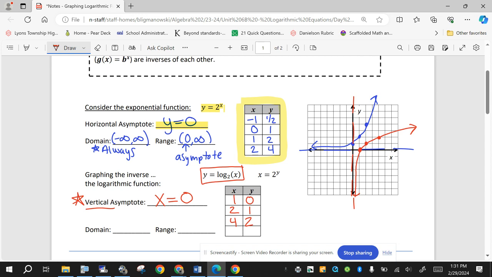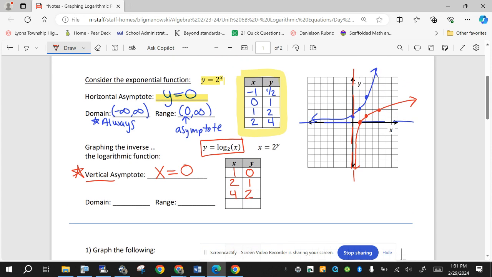And so what does this do to the domain and range? If I'm thinking about my domain, I'm thinking about left to right. And so the most left side of my graph is here at x equals 0, and then the right side of my graph is going towards infinity. So my domain is going to be 0 to infinity. Oh, wait, that looks familiar. It's the same as my range from my exponential. So my domain becomes my range. Again, these are opposites of each other.